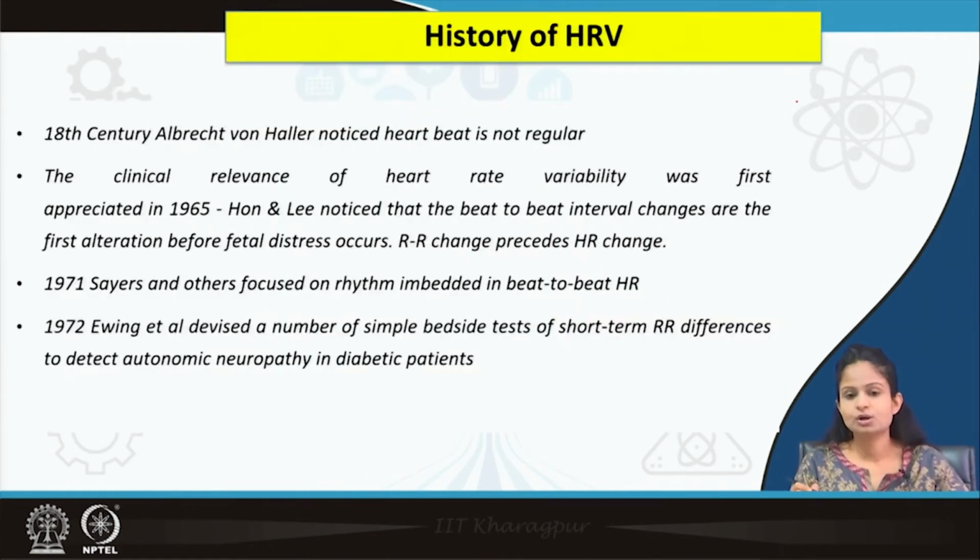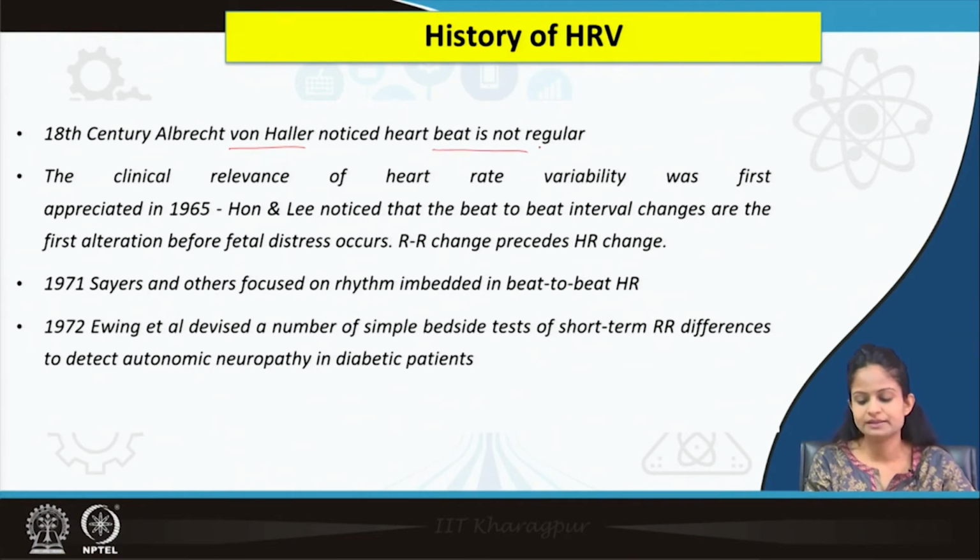Now, the history of HRV. What we have learned so far is the methodology of HRV. Now, how has HRV come into existence? Initially, in the 18th century, the scientist von Haller noticed that the heartbeat is not regular, that there are variations in the heart rate. Then Horn and Lee in 1965 could detect beat to beat interval changes in fetal distress.